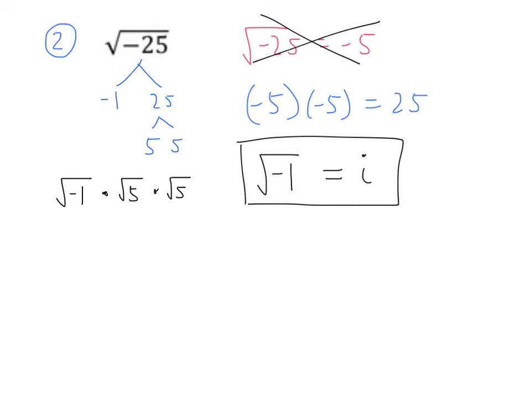Let's see here. What is the square root of negative 1? This is not a real number. This is the imaginary number. That is i. And then what about the square root of 5 times the square root of 5? By definition, that's equal to 5. So we get i times 5, or in other words, 5i.